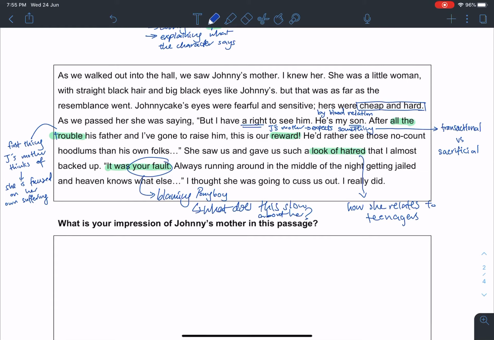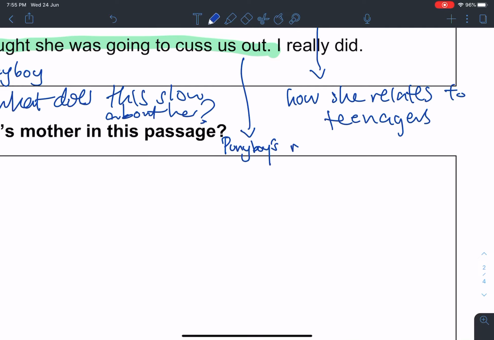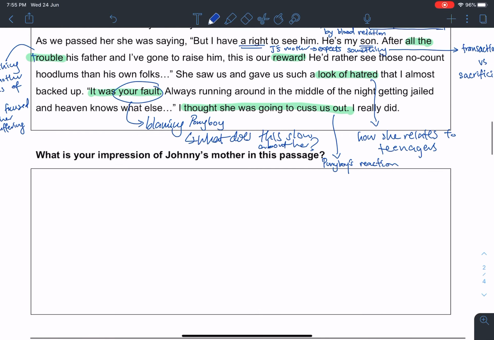Okay, and finally we can look at Ponyboy's reaction. "I thought she was gonna cuss us out." Can you imagine if an adult started swearing at you? So this is Ponyboy's reaction. We could also pay attention to this. So this is something that we want to talk about.